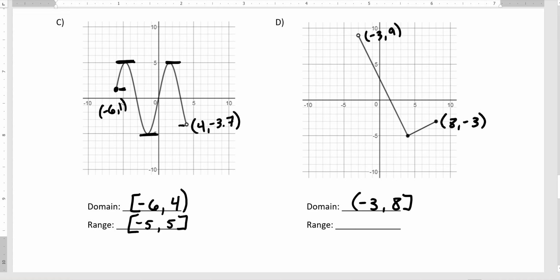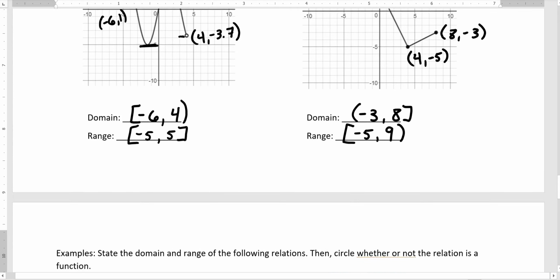Now my range is low to high. The lowest value it goes to is here. This is the lowest point it has, and that's at (4, -5). Closed circle there, so I put a hard bracket, -5. We're only looking at y values for range. And the highest it goes is up here, so this would be comma 9, and it would have a soft bracket since we have that open circle here.